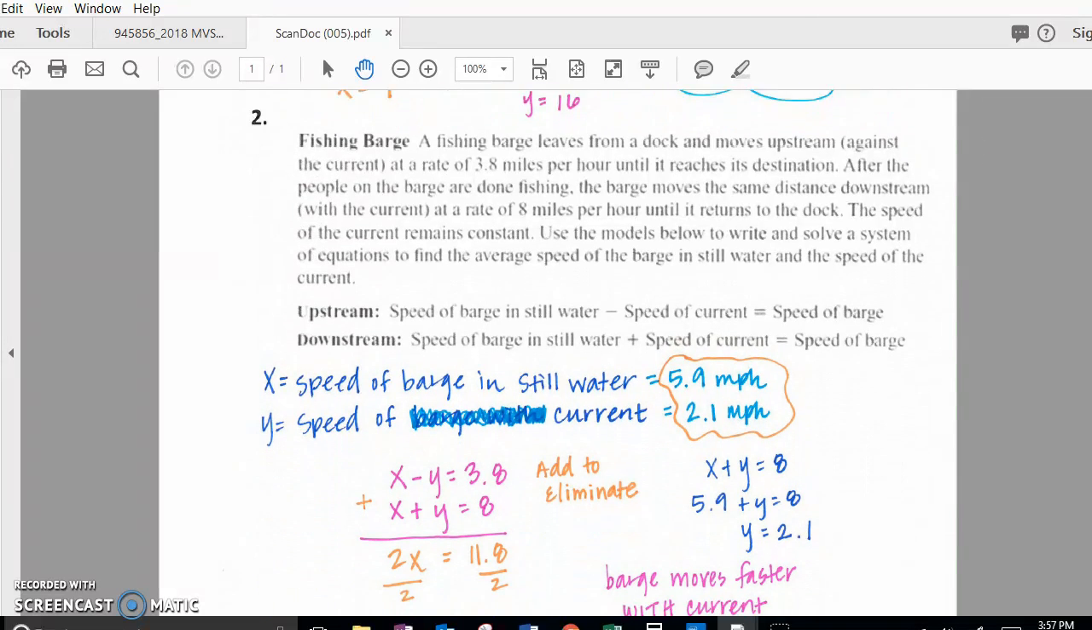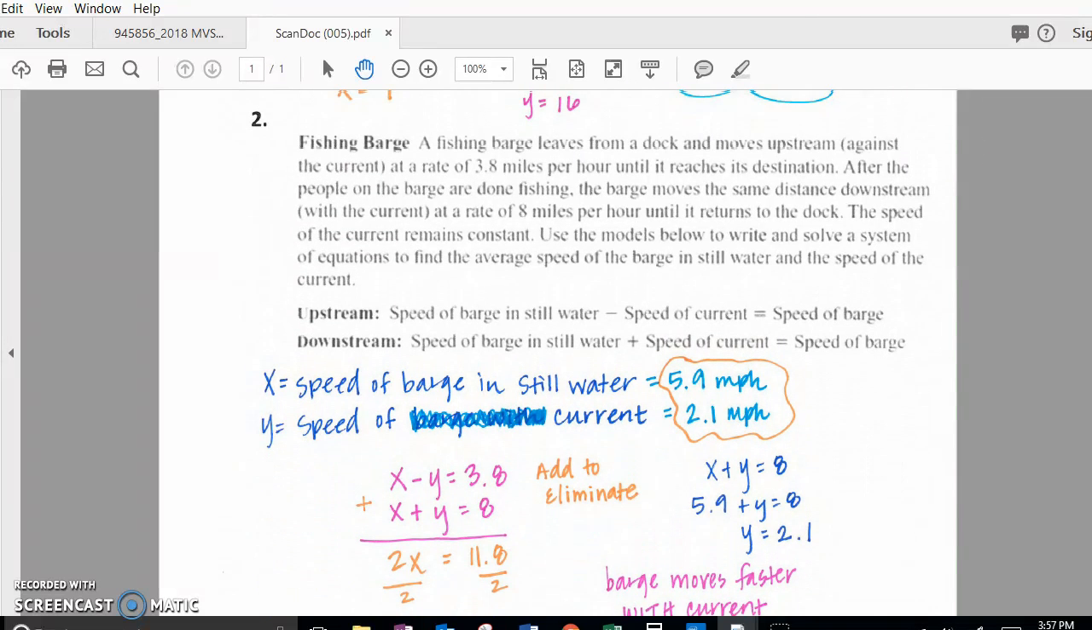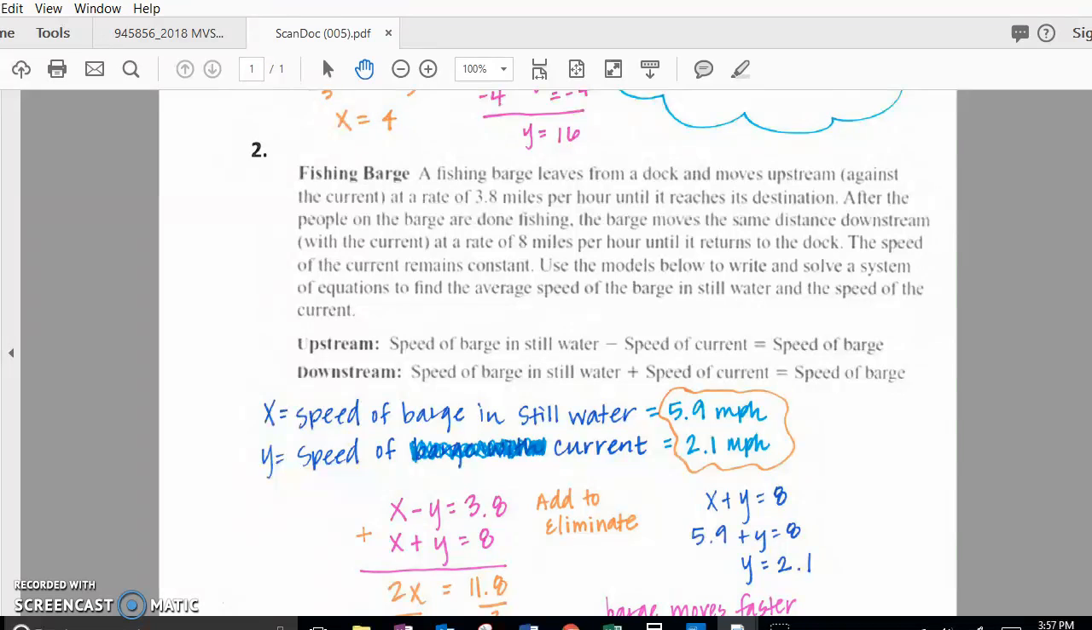Second one is a little bit more challenging, but you got this. This is a classic, kind of like you might hear an airplane flying against the wind and an airplane flying with the wind. Only this one is talking about the speed of a barge in still water and the speed of a barge against the current.